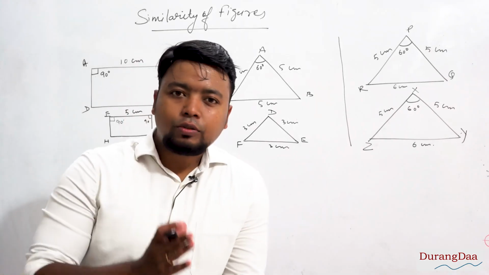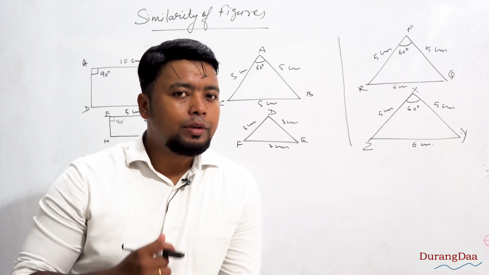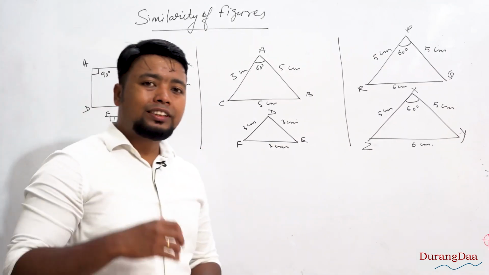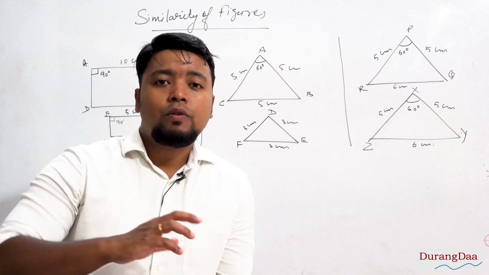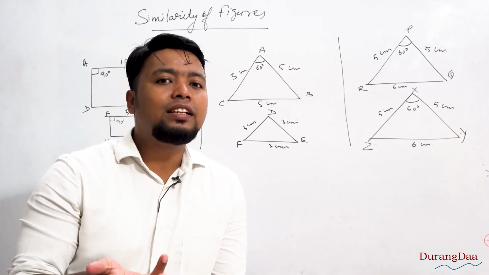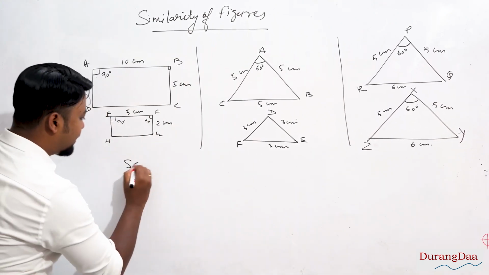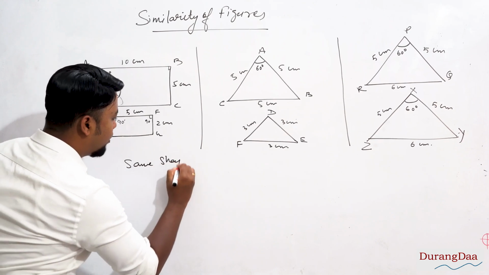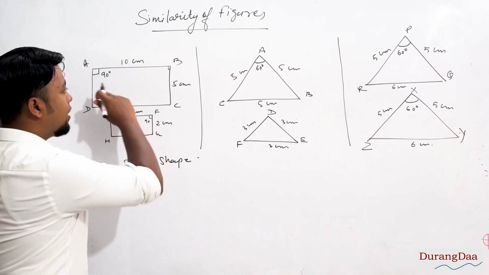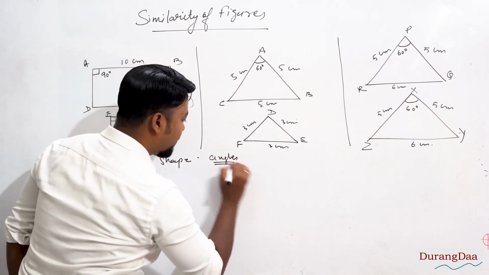Now since you have understood the meaning of corresponding sides, angles and vertices, it will be easier for you to understand the meaning of similar figures. Alright, now similar figures are those figures which have exactly the same shape but they may differ in size. Alright, let me just revise it once more. Same shape, when do we call two figures having same shape? When they have equal corresponding angles. That means we have to check out for the angles.